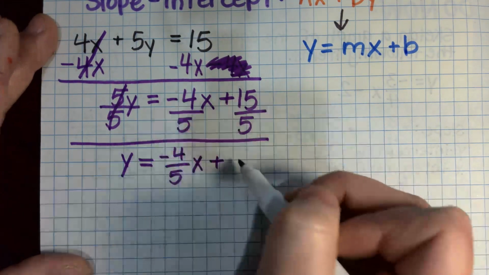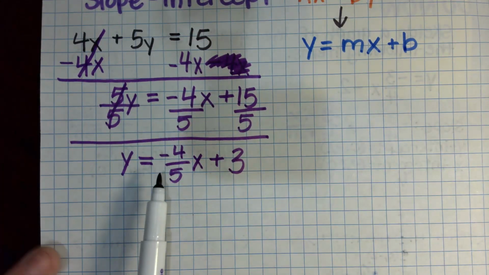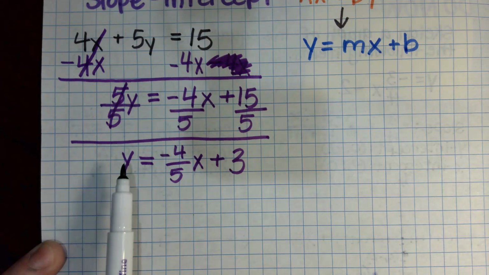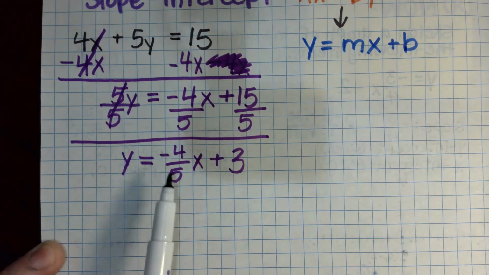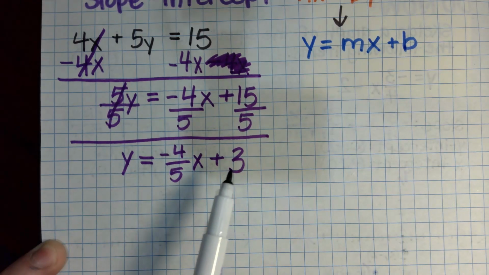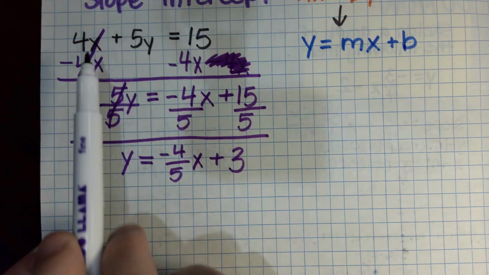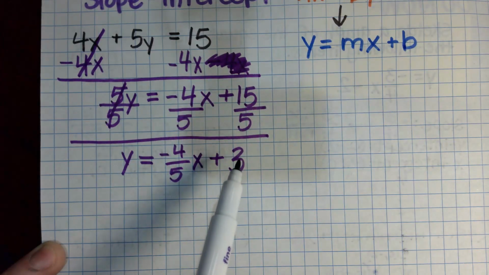Good. So we're going to put 3 here, and now if we look, we do have y equals, our m is negative 4/5, x plus 3, which is our b. So we just took an equation in standard form and we converted it over to slope-intercept.